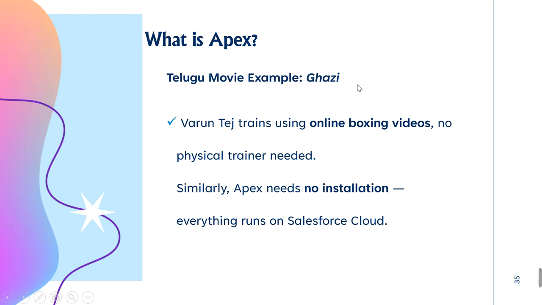Let's try to understand Apex with a movie example. Take Ghazi. The hero Varun Tej trains using online boxing videos. He trains using online boxing videos, no physical trainer needed. Similar to that, Apex also requires no installation. Everything runs on the Salesforce cloud only.